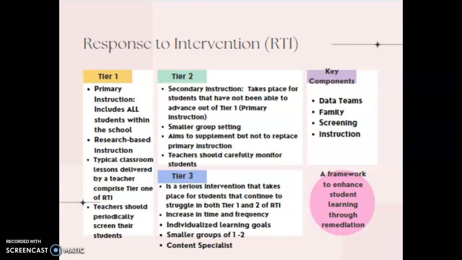These students need individualized learning goals. These goals must be specifically targeted to each student.